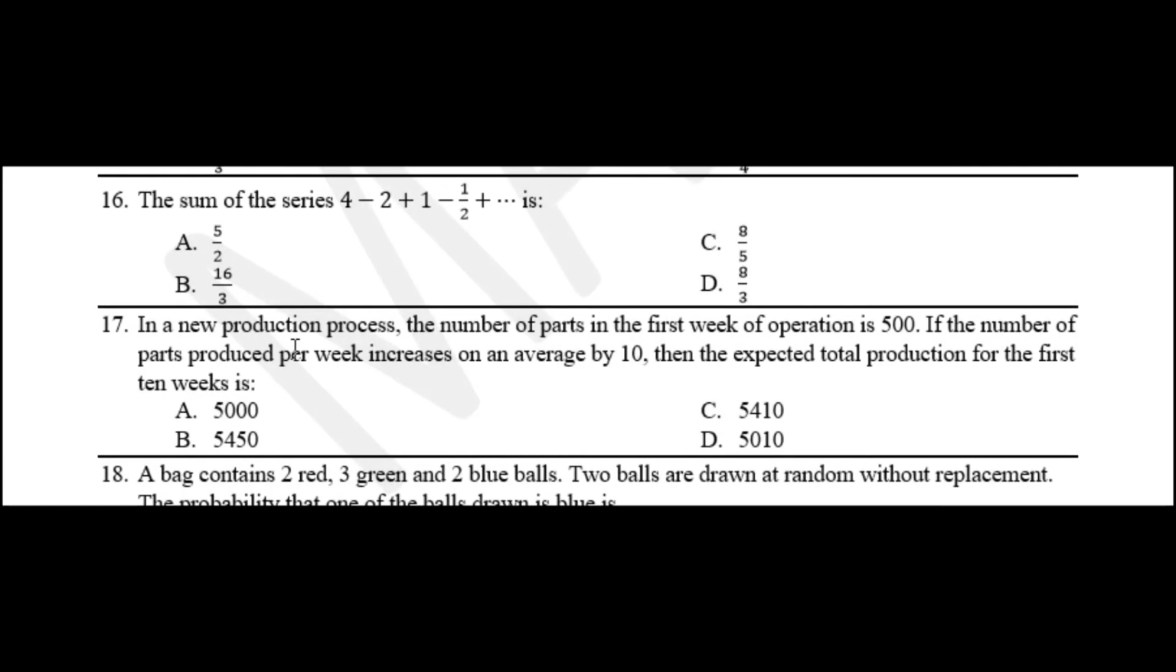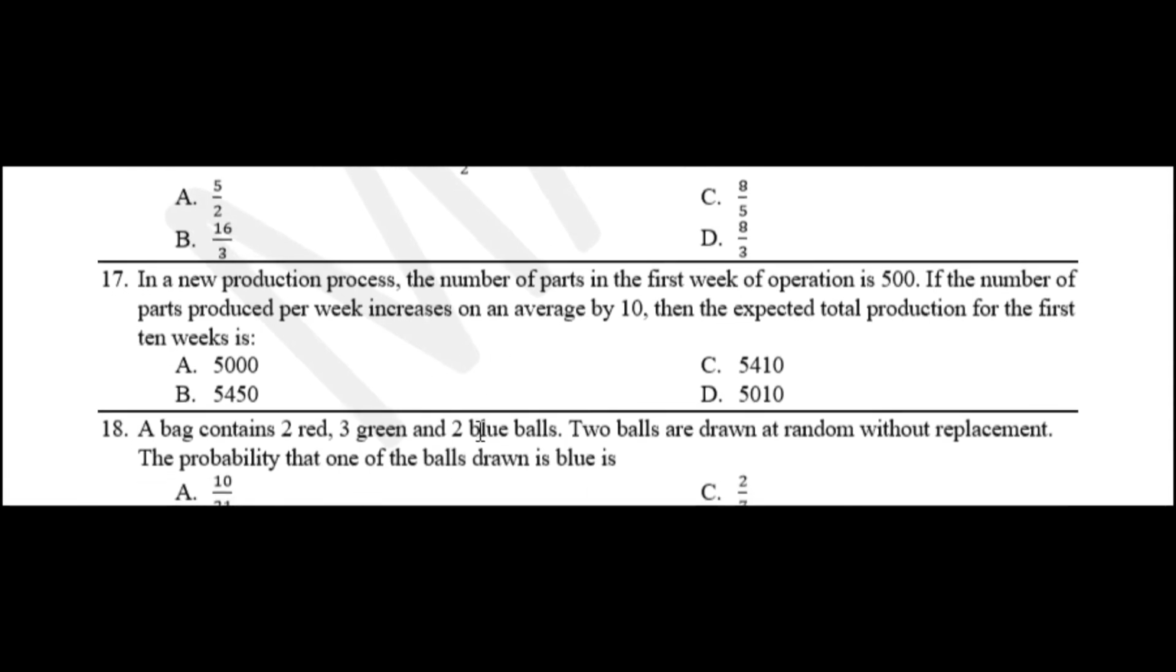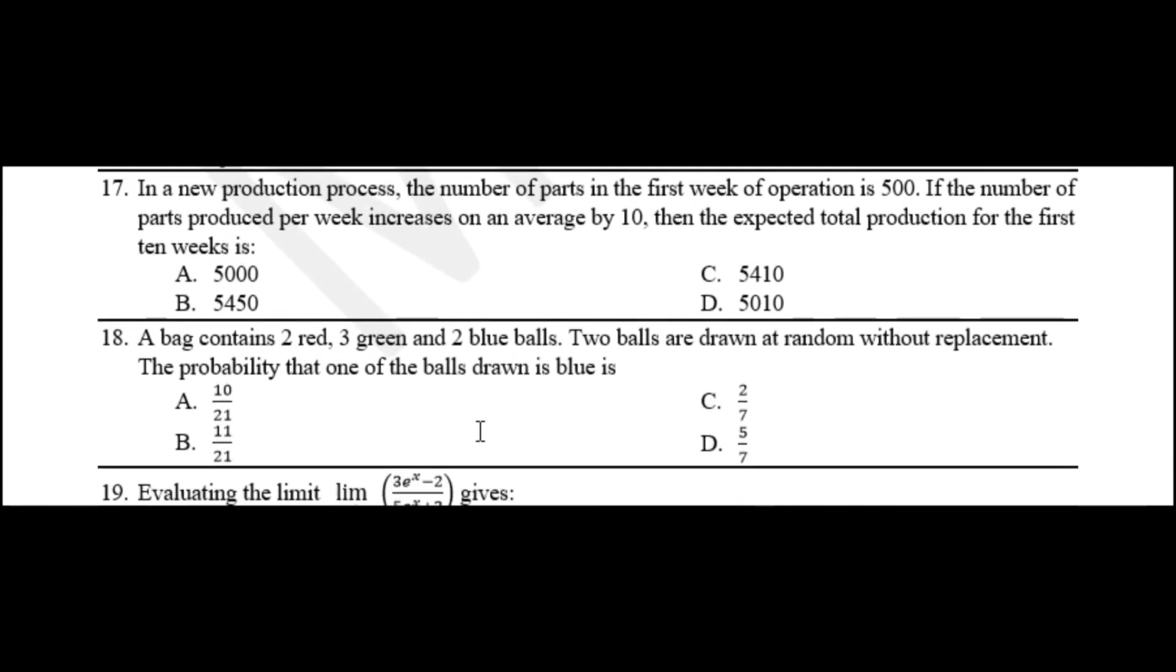So you can easily get the sum to infinity by using the formula, the first term over 1 minus the common ratio. Question 17: in a new production process, the number of parts in the first week of operation is 500. If the number of parts produced per week increases by an average of 10, what's the expected number of production in the first 10 weeks? Alright, another easy question to solve.